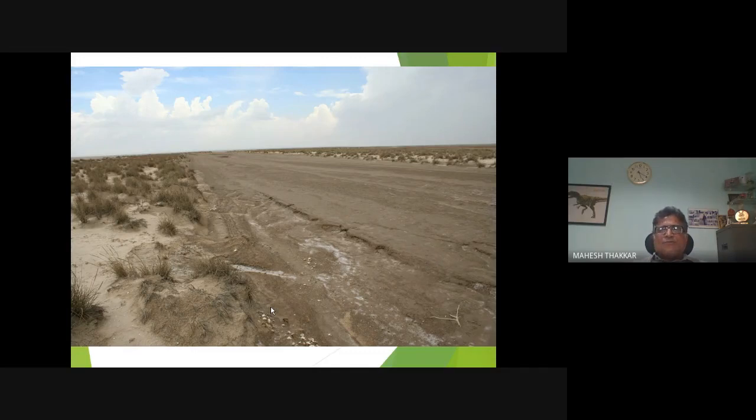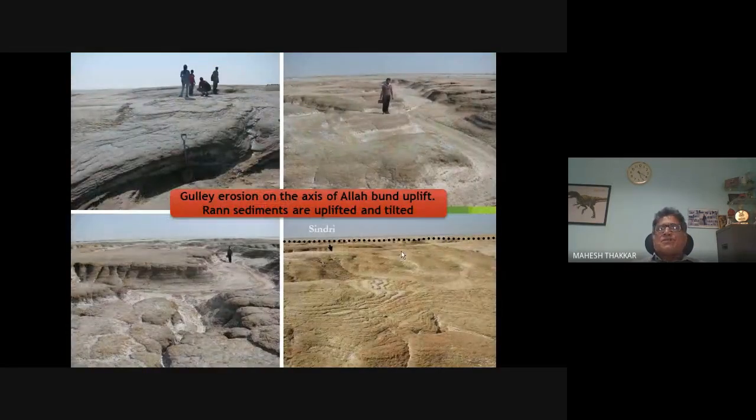Very few animal species are there. Even they cannot live because there is no water. These are some of the pictures just to show you how one earthquake can change the topography, change the stratigraphy, change the river systems, and change the economic systems.